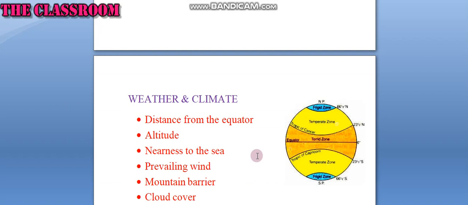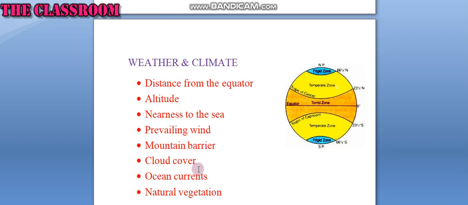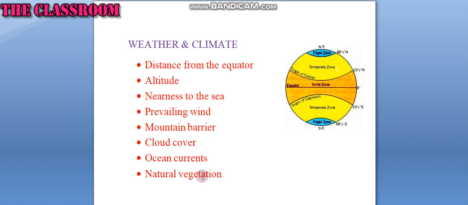Weather and climate. Weather denotes the way the atmosphere behaves every day, and climate reveals the average of weather conditions over a relatively long period of time. There are many factors that influence weather and climate: distance from the equator, altitude, nearness to the sea, prevailing wind, mountain barrier, cloud cover, ocean currents, natural vegetation. Let us see one by one.